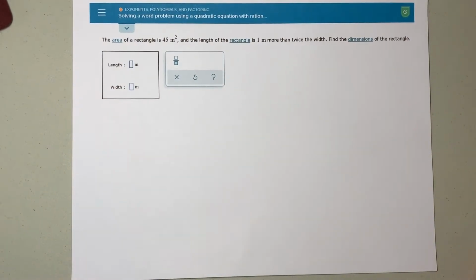All right, a word problem, woohoo. The area of a rectangle is 45 square meters, and the length of the rectangle is 1 meter more than twice the width. Find the dimensions of the rectangle.